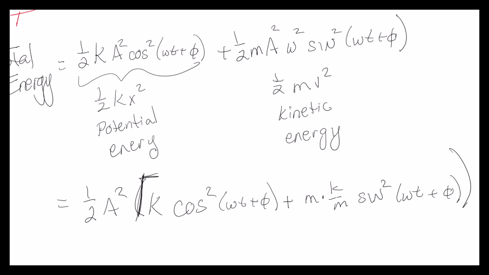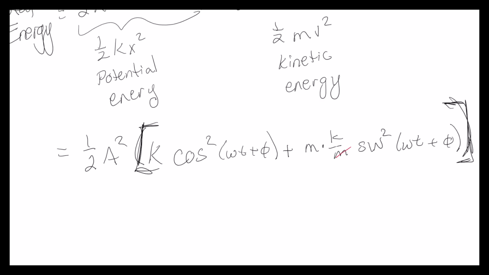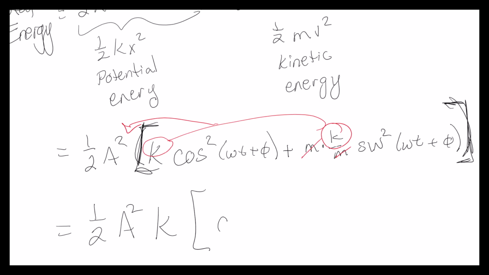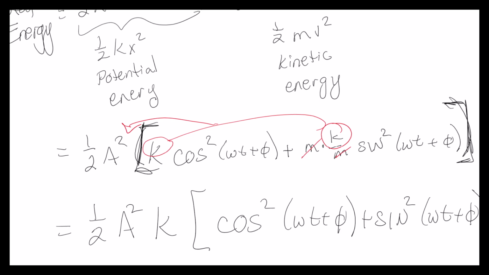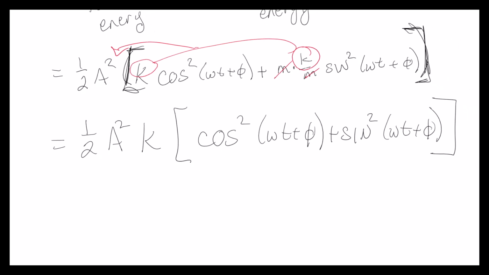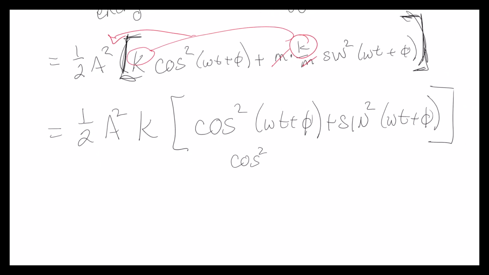So that's these guys right here. And let's see what else happens. The m's cancel out, and so the k's can come out. So I've got 1/2 A squared k times cosine squared of something plus sine squared of something. And that should be making something go off in your lizard brain, like something important's happening here, because you know that cosine squared theta plus sine squared theta is always 1. So this actually goes away.